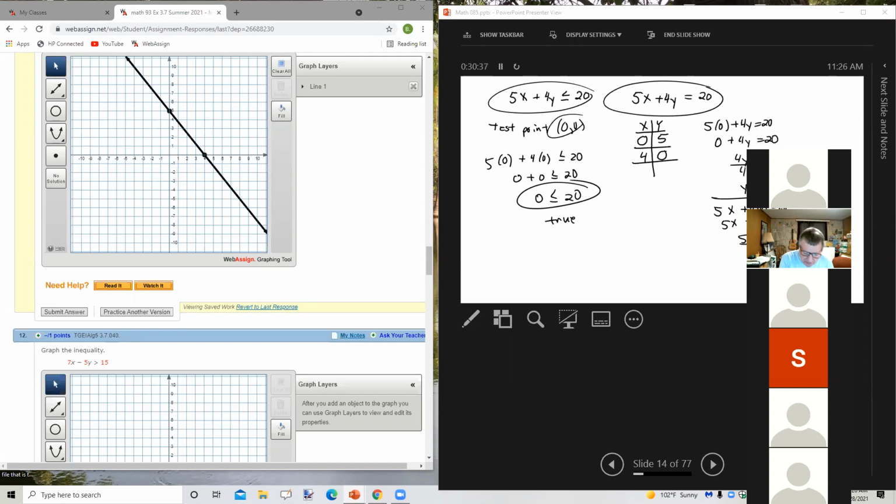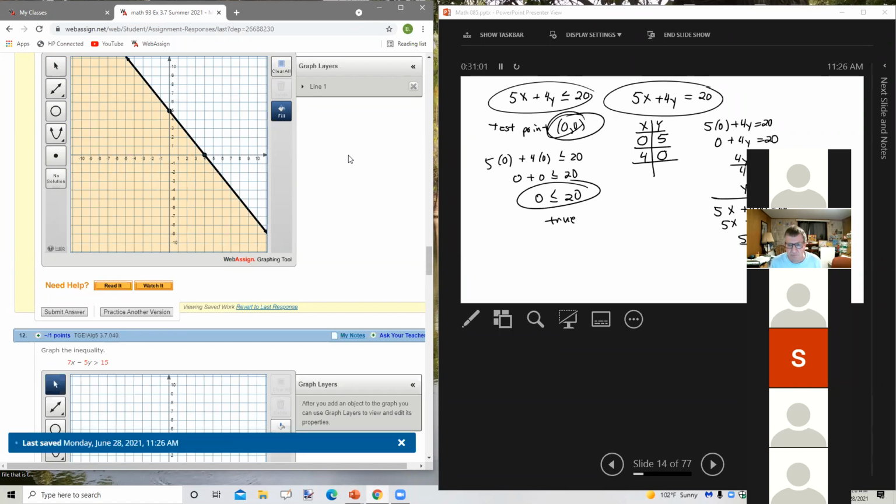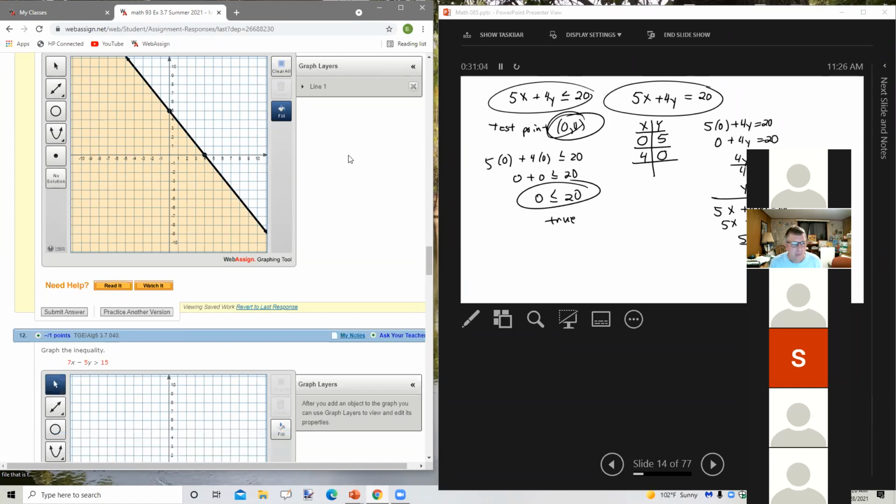So that means that (0, 0) is part of the solution. So now I'm going to fill in the side of the line that includes (0, 0). So there is the solution. It's everything below and including the line 5x plus 4y equals 20. All right with this? Okay, let's take a look at another example.